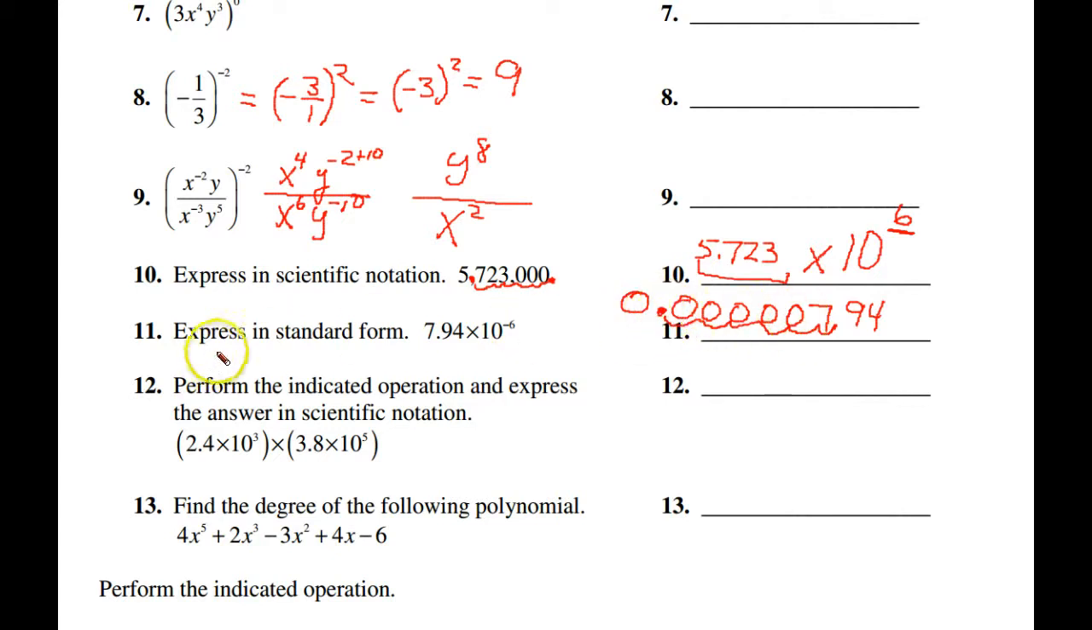And that is in standard form now, converting from scientific notation. And because it had a negative exponent, I'm making it a small number. That is, I'm moving my decimal to the left.